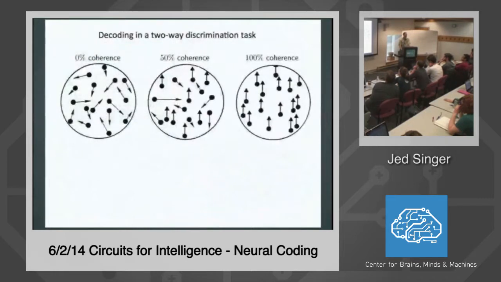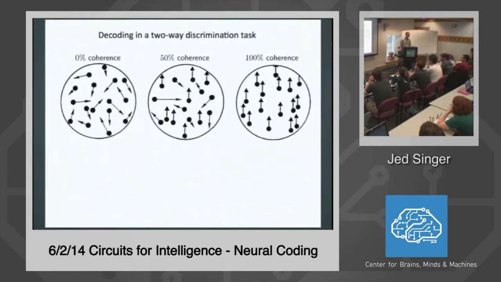So perhaps the most basic kind of decoding task is a two-way discrimination task. So here's one classic example. Your goal, or the monkey's goal in this case, is to indicate which of two possible directions an array of moving dots is predominantly moving in. In some cases, every single dot is moving with the same velocity. The task is then very easy. In other cases, the dots have 0% coherence. They're all moving with random velocities. The task is actually impossible. In between, you can have any level of coherence.